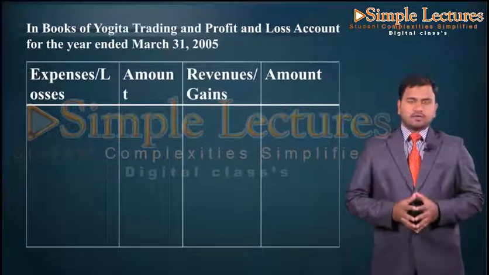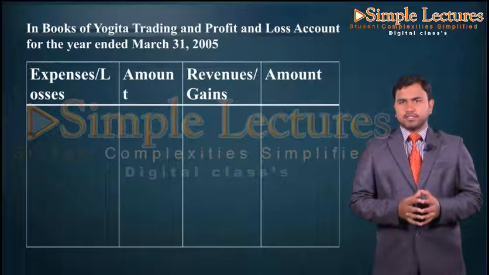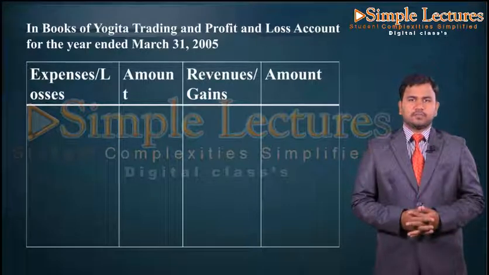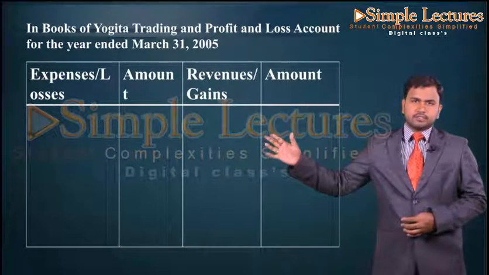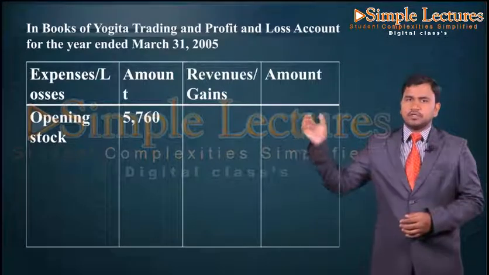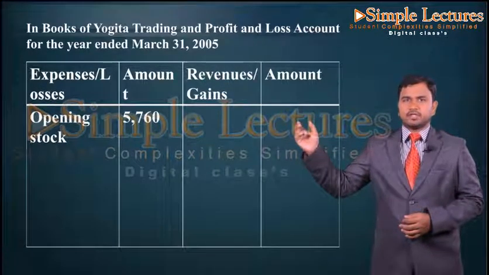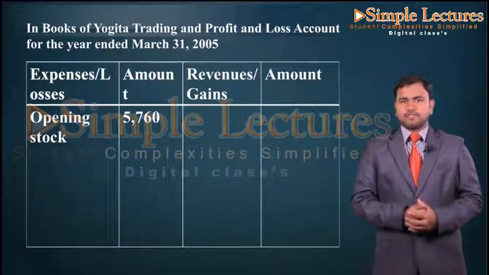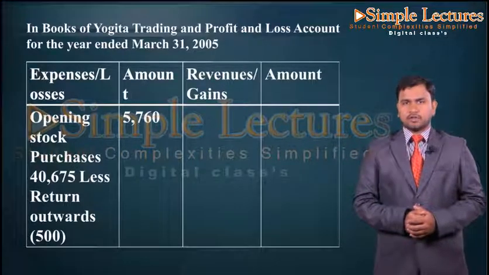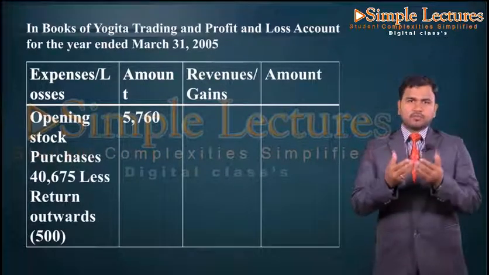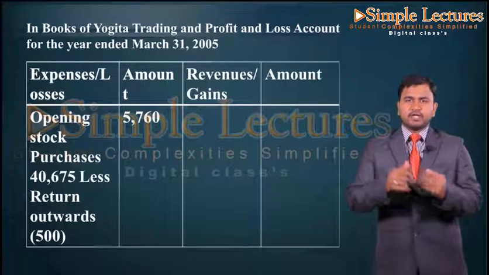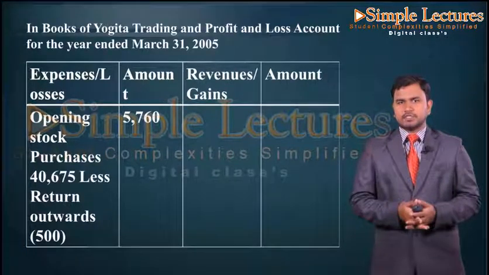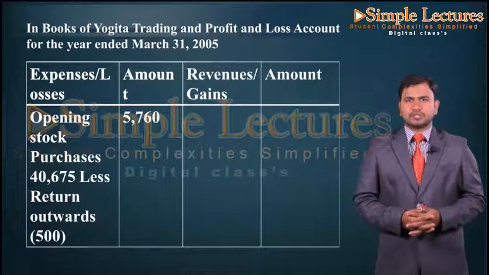Coming to the trading account, first we are going to record the entries on the debit side, where we start with the opening stock. So let us take on the debit side first, opening stock, where we have 5,760. Then we have purchases and less return outwards. What commodities we have purchased, from that we have returned some goods. That is what return outwards is, which should be deducted.